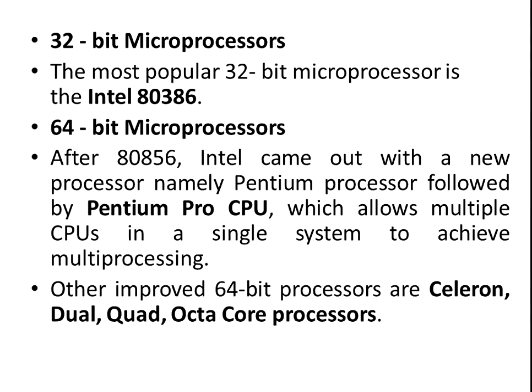So from 1995 until now, this generation has been bringing out high performance and high speed processors that make use of 64 bits. Other 64-bit processors include Celeron, Dual-core, Quad-core and octa-core processors. That's all about the evolution of microprocessors.